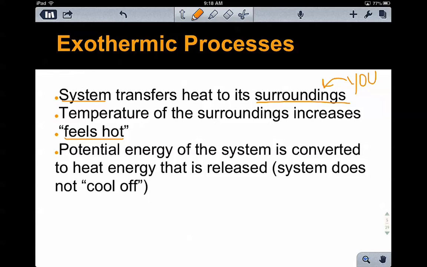Potential energy of the system is converted into heat energy that is actually released. It's not that the system cools off, it's that the system has potential energy stored in the bonds of its compounds, and when those bonds are broken, it releases the heat.